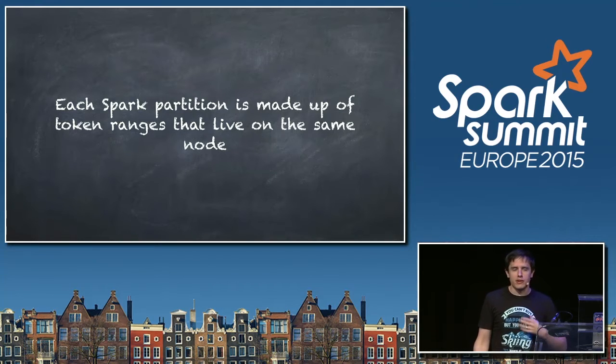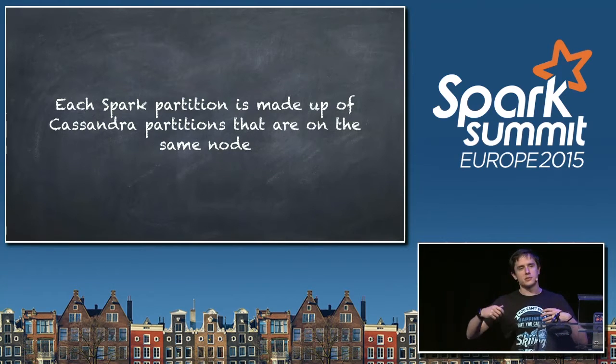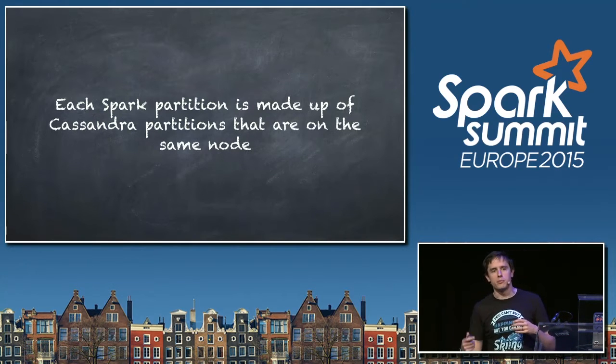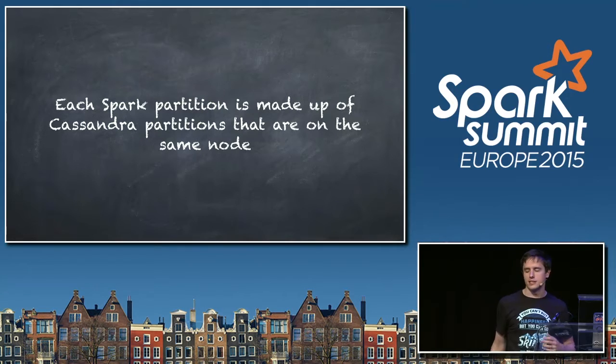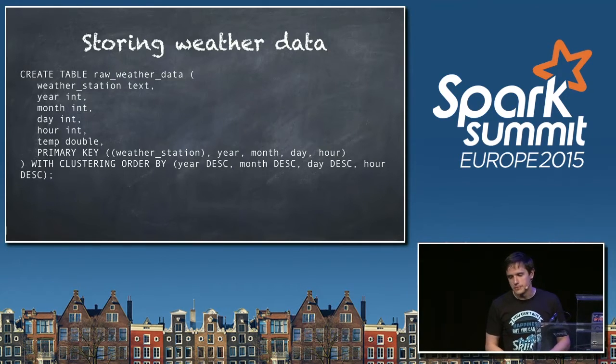And just to reiterate, I want you to take this away: another way of looking at it is to say each Spark partition is really made up of token ranges that live on a single Cassandra node, which results in each Spark partition only being made up of Cassandra partitions that live on the same node. So let's go back to an example of this, and what can we do?